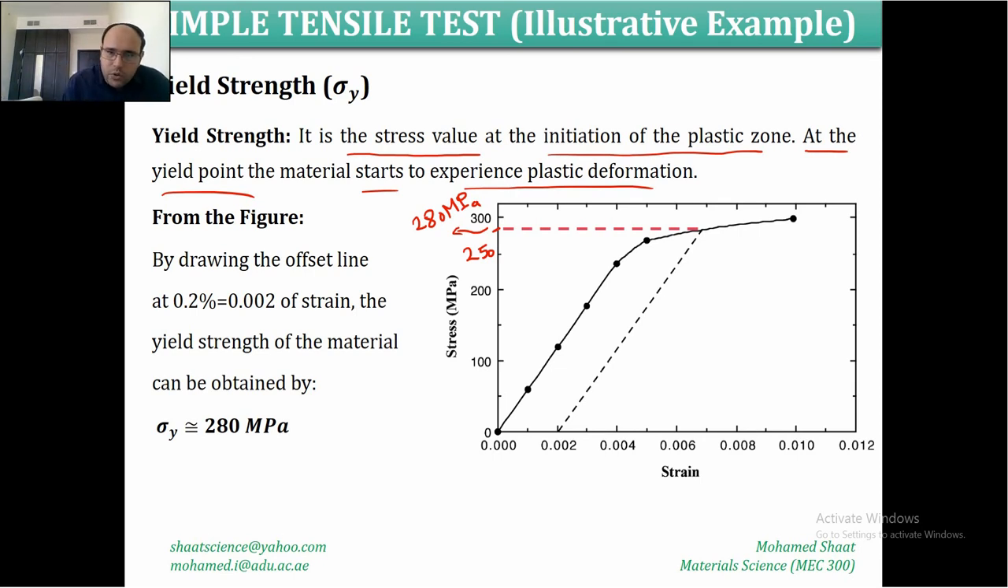Other than that, you have to draw or measure with a scale how much the distance is from the 250 to this point to identify exactly how much the sigma yield is from the figure. Make sense? But anyway, it will still depend on the accuracy of generating this figure. So from the figure, we can determine the yield strength as 280 megapascal.